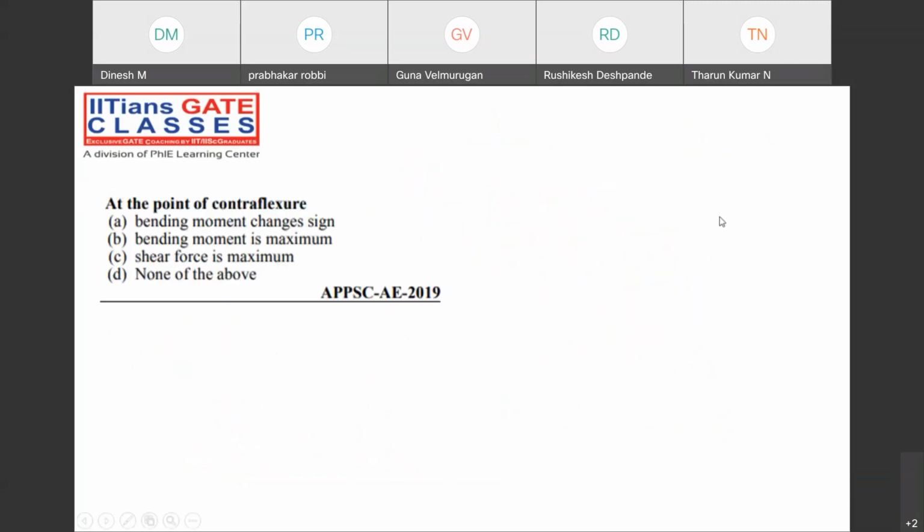Perfect. So note down the point of contraflexure. Sir, what is the meaning of contraflexure? Does anybody know what contraflexure is? Maximum time you will face this question in PSU, not in the GATE examination. So hardly they ask, maybe not even a single time in GATE mechanical. In civil, frequently this question appears.